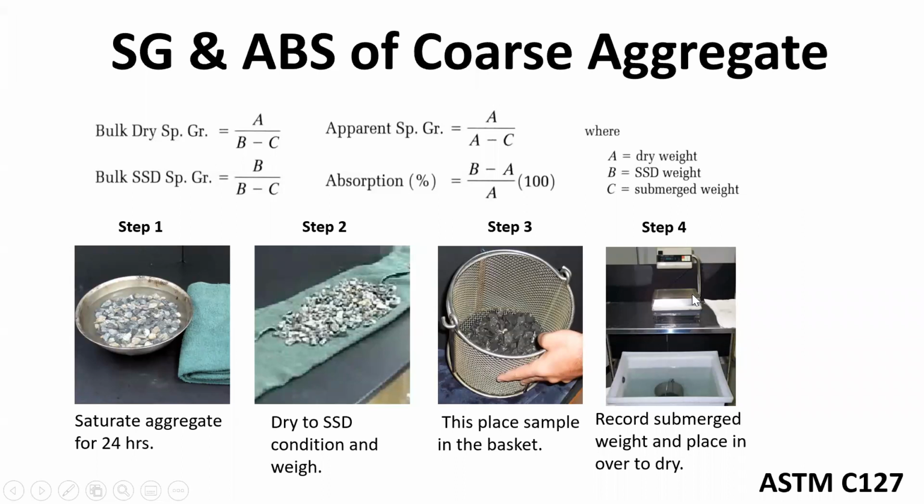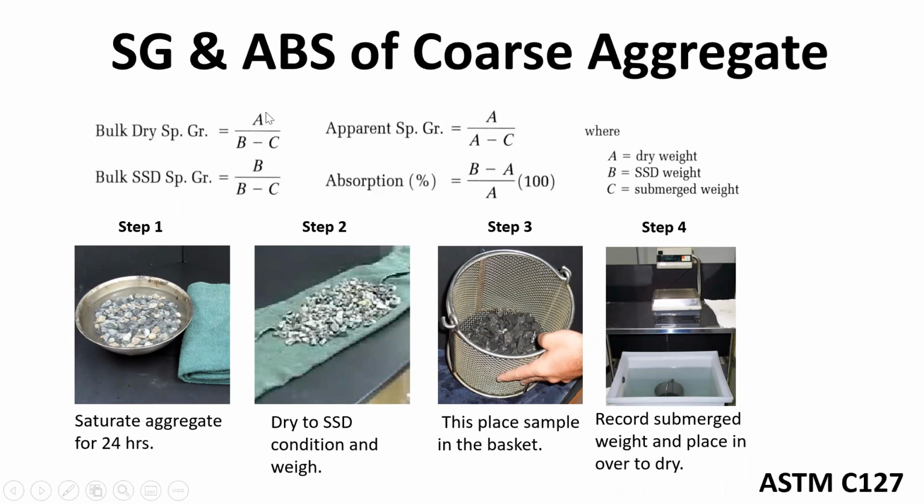We can run specific gravity and absorption. We'll have a lab over that where we let the aggregate saturate for 24 hours. We dry it off with a towel, then put it in a bucket and back in the submerged weight. We weigh the sample when it's dry on the surface, and then weigh it when it's submerged in the water, and we can figure out our actual specific gravity from that. With this measurement, step 2, we can also dry out our aggregate, put it in the oven, and come up with our absorption.